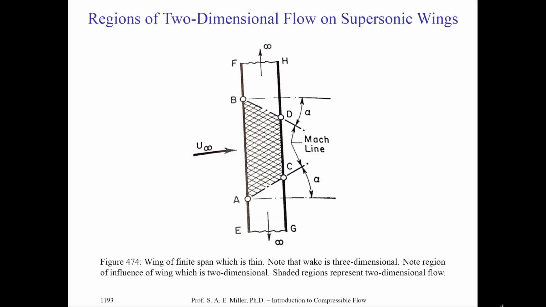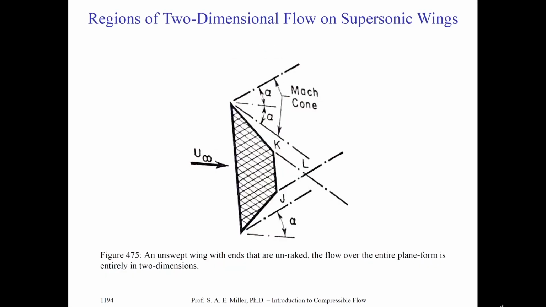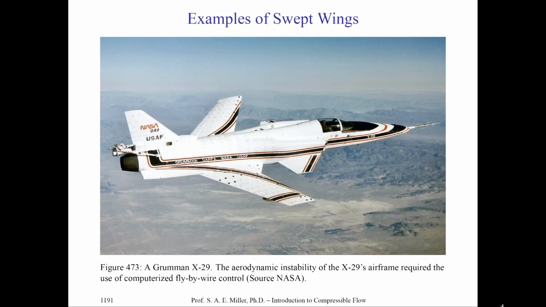Now let's say we take this previous figure and cut the wing at BD and AC, here and here. Then we might have a figure like this. This is the so-called unswept wing. And this line is really supposed to be in the vertical direction of the page, but the scan is skewed, excuse me. And of course, we call the ends unraked. The flow over the entire planform is now entirely two-dimensional in this type of wing if it could indeed be developed. You might see now the motivation of designing an aircraft like the X-29.